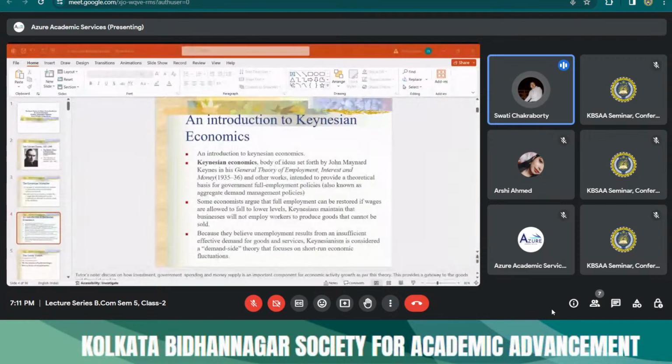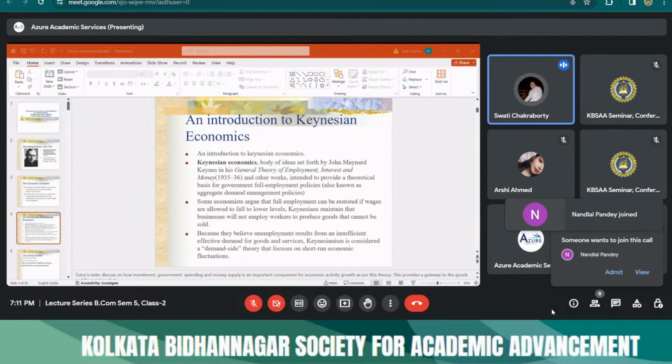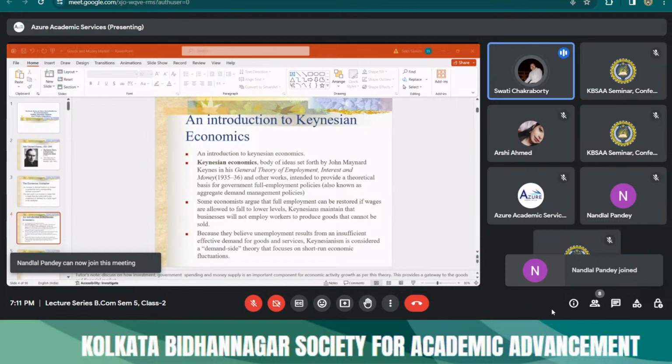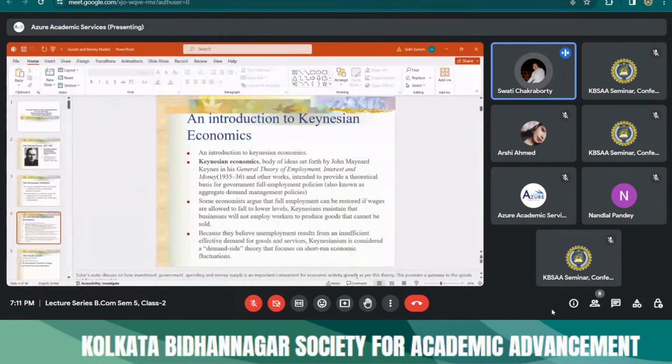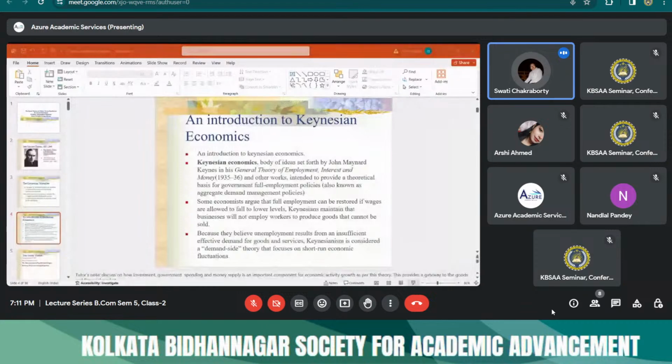This is what I was talking about at the very beginning: the classical economists talked about full employment, but Keynes said that businesses will employ workers to produce goods only when there is demand. Nobody hires people when there's no demand, and that's why unemployment comes into play. Unemployment happens as a result of insufficient demand for goods and services. That's why Keynesian economics stresses demand-side economics, and it is basically about short-run economic fluctuations.